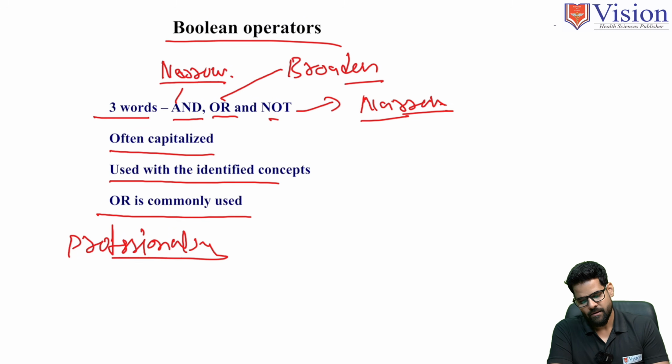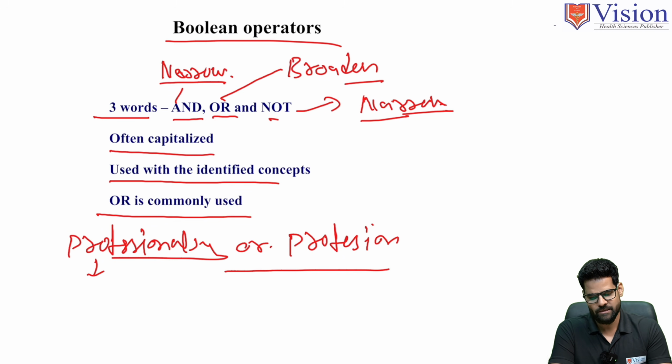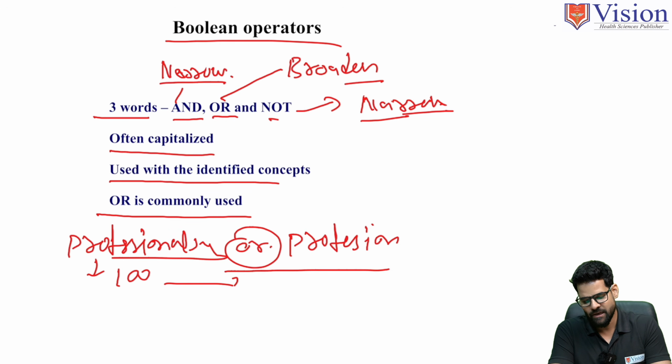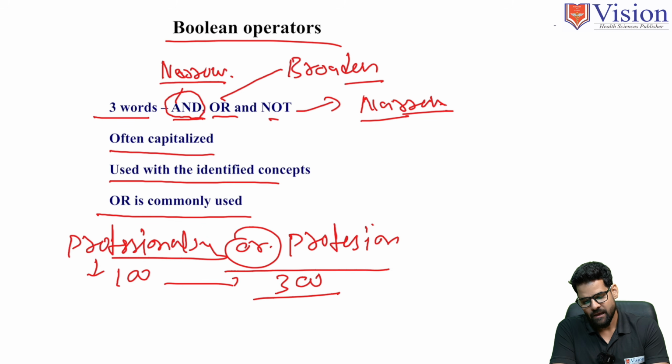okay, OR profession. So with this professionalism, I may get maybe 100 articles, but when I add OR, it may lead to let's say 300 articles. Okay, and AND will narrow.